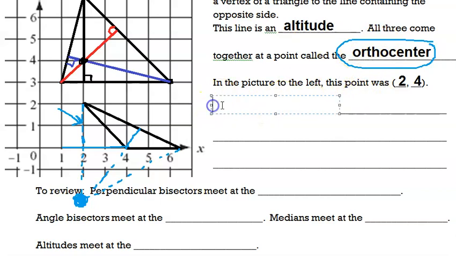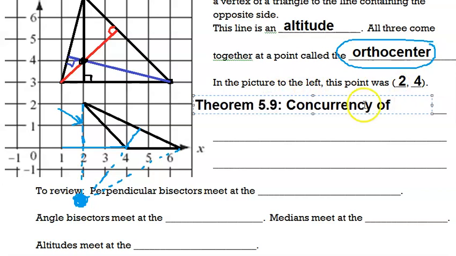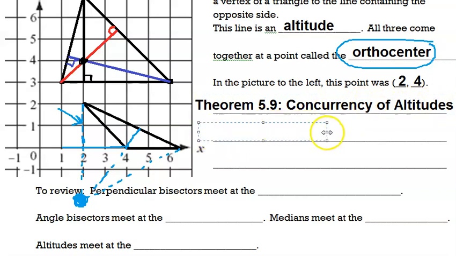So the last theorem of this lesson would be Theorem 5.9, which is the concurrency of altitudes theorem. Now, a lot of people are getting caught on the word concurrency. Being concurrent, I concur means I agree. So basically, whenever you hear a point of concurrency, it's a point where they all touch. It's a point where they all agree. So we've got ourselves the concurrency of altitudes theorem.